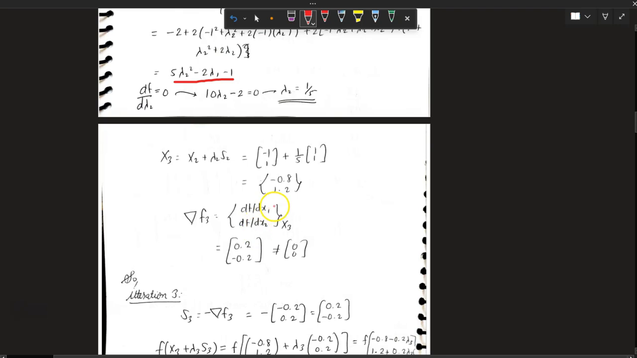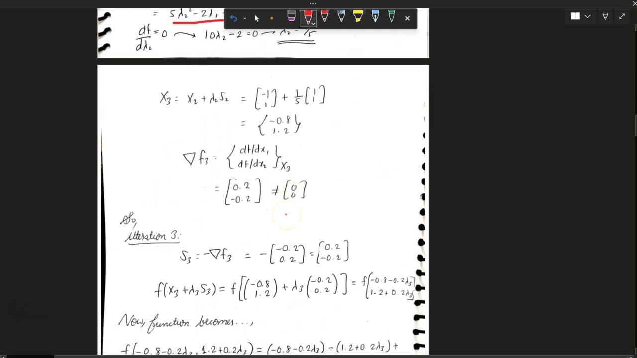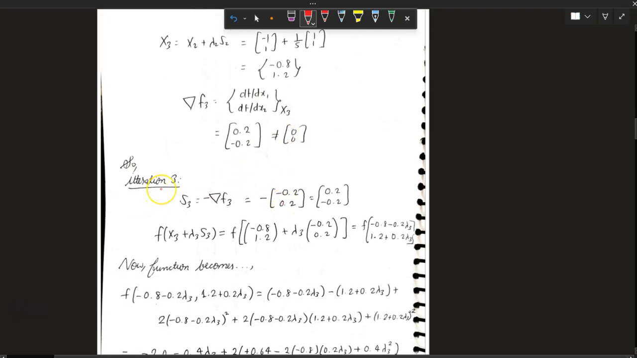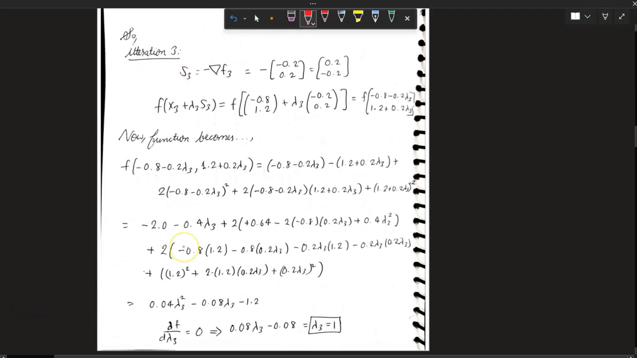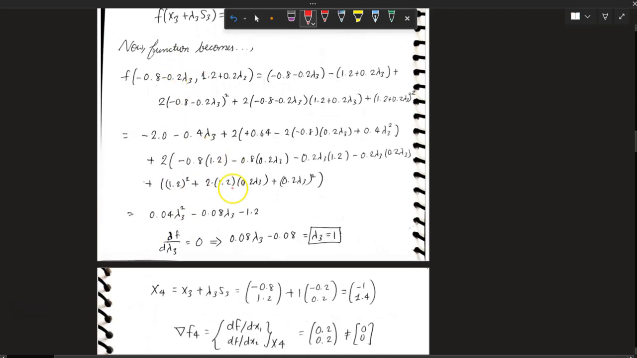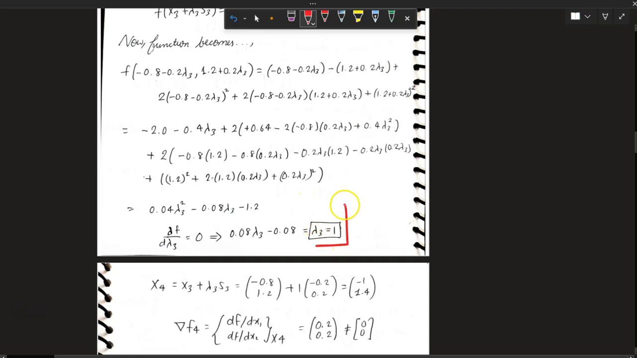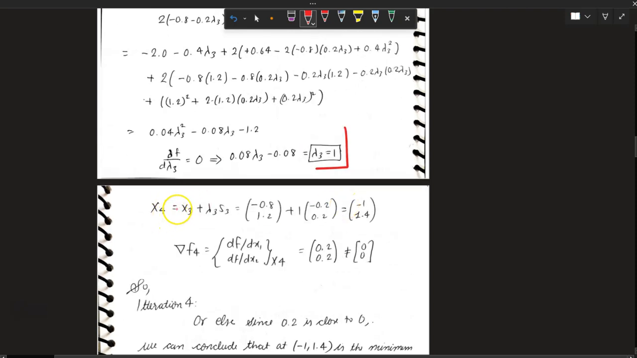Now compare this result, after calculating all this, with 0, 0. It is not close anyhow. So you have to move to the third iteration, and likewise you have to do the same here also. Calculate all the values, then lambda 3 as this. Now you have to form x4, that is equal to this one, and find all the things.